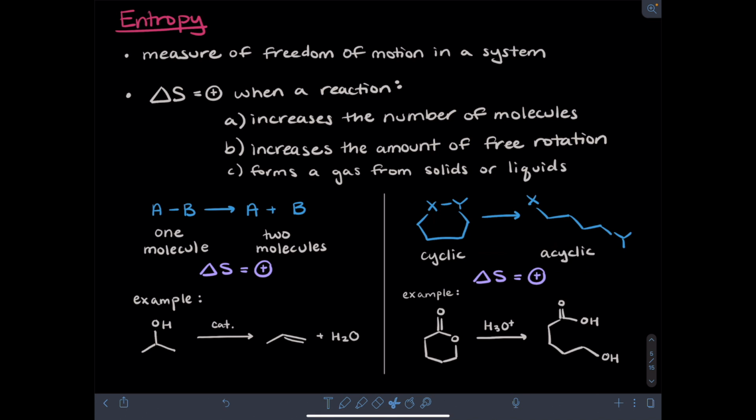An example of this type of reaction is shown below. I have a cyclic ester starting material, and I'm treating it with H3O+, an acid, to form a molecule that is acyclic and contains a carboxylic acid and an alcohol. This is a reaction that we would be encountering in the spring semester of organic chemistry.